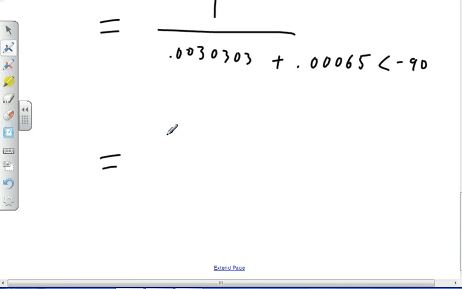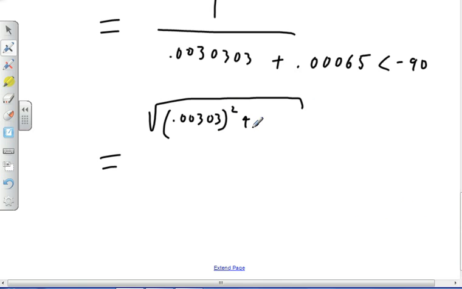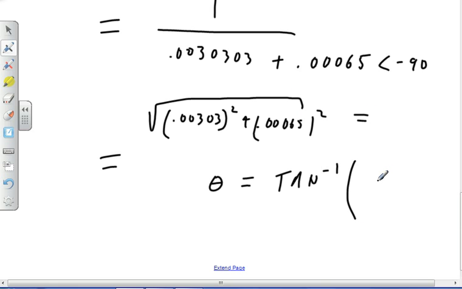All right, so now I'm going to do a square root of 0.0030303 squared plus 0.00065 squared, and I'm going to find the magnitude of what I had down below. Then the angle is going to be the arctangent of minus 0.00065 divided by 0.003. Or is it the other way around? It's the other way around. Nope. I was right.